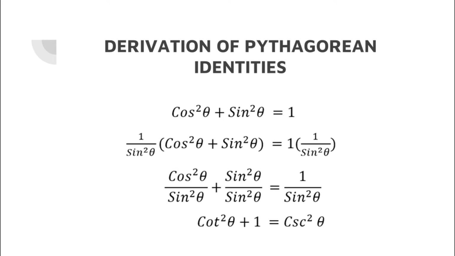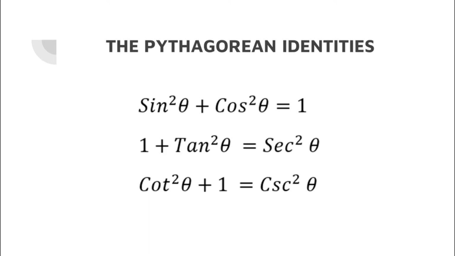The third and final Pythagorean identity: given cosine squared theta plus sine squared theta is equal to 1, multiplying both sides of the equation by 1 over sine squared theta, and simplifying using other trigonometric identities, cosine squared theta over sine squared theta results in cotangent squared theta, and sine squared theta over sine squared theta is equal to 1, and 1 over sine squared theta is equal to cosecant squared theta. So that is our final Pythagorean identity: cotangent squared theta plus 1 is equal to cosecant squared theta.